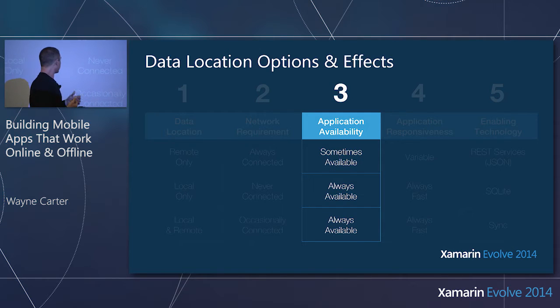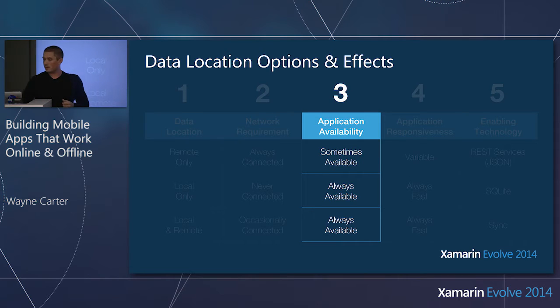The local-only strategy never needs a network connection, so the data is always available, and the applications can be always available. And like the local-only strategy, the hybrid strategy also has its data always available, always local, so it can produce applications that are always available also.